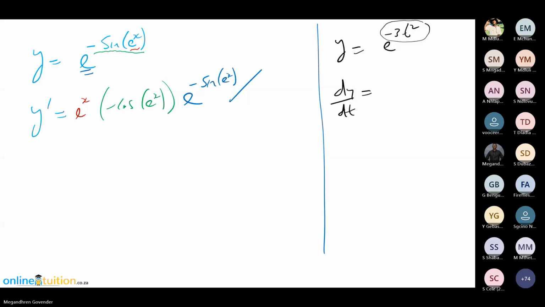Minus 6t. That's right. Don't overthink it. Now, what is the derivative of e to the something? It's e to the something. Thank you. That's it. And then we all go home. It's as easy as that.